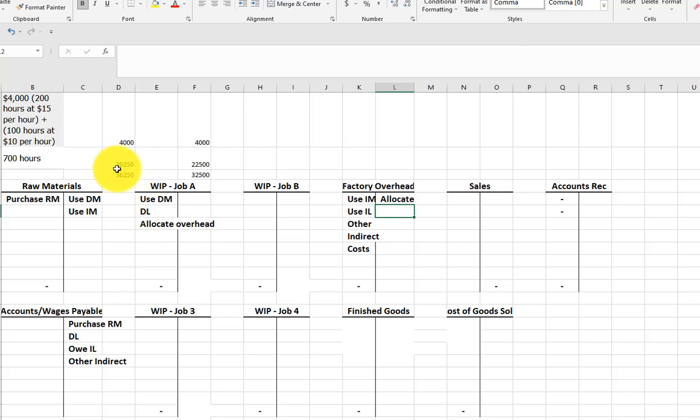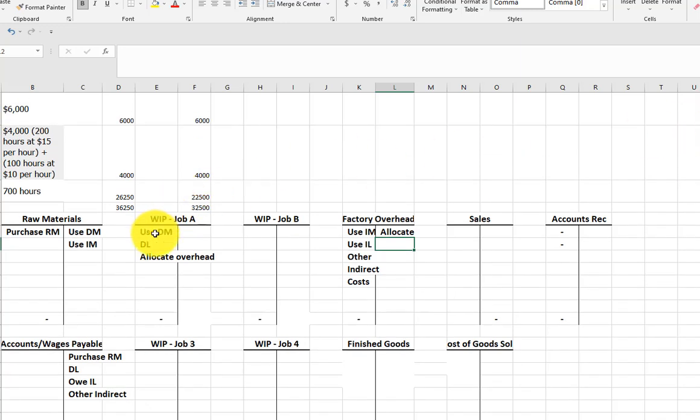So if this job was job A that we just did up here, our direct materials used would be 6,000, our direct labor would be 4,000, and the allocated overhead would be either the 26 or the 22, depending on which one we had chosen to use at the beginning of the year. And you'd have 3 costs there: direct materials, direct labor, and overhead. Like we talked about in the slide presentation, there's always 3.